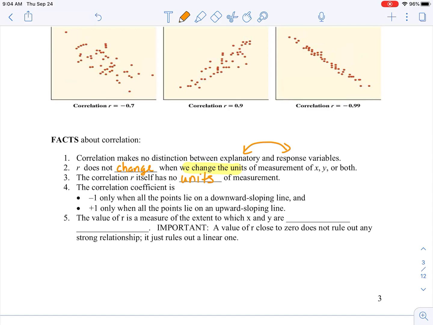The correlation is -1 only on a perfectly downward sloping line. It's +1 on the other. The value of R is important to the extent to which X and Y are linearly related.